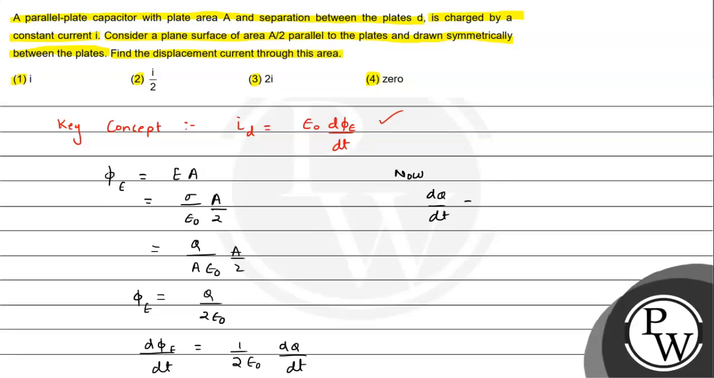dq by dt is the instantaneous current or the conduction current I. And therefore, when this epsilon naught is multiplied, it will become epsilon naught d phi by dt, and that will be equal to I by 2. So this is the result we got, and this is equal to displacement current. So the answer to the question is option 2.